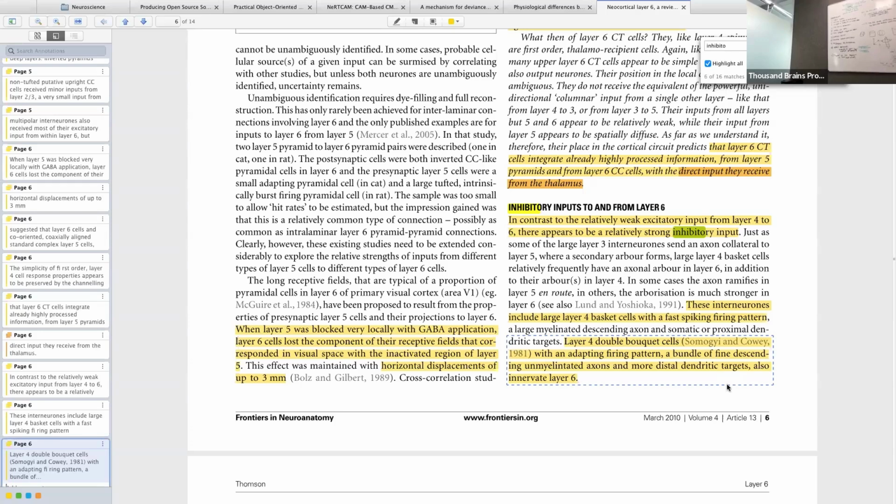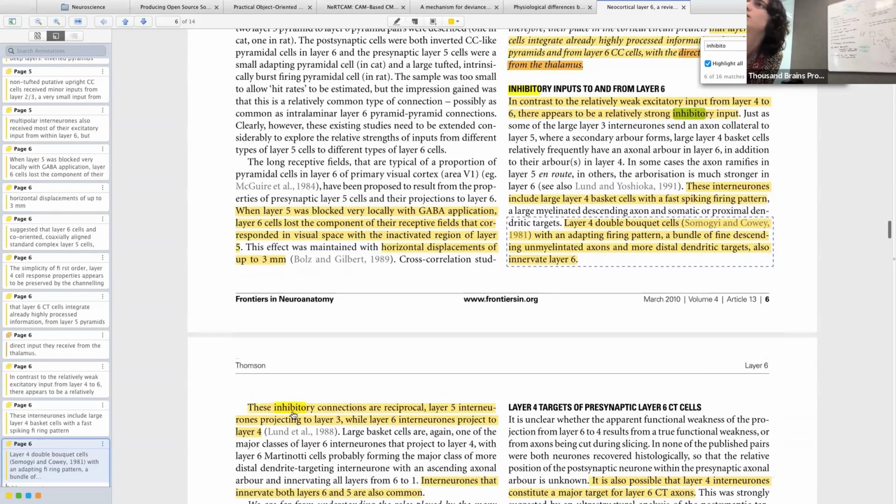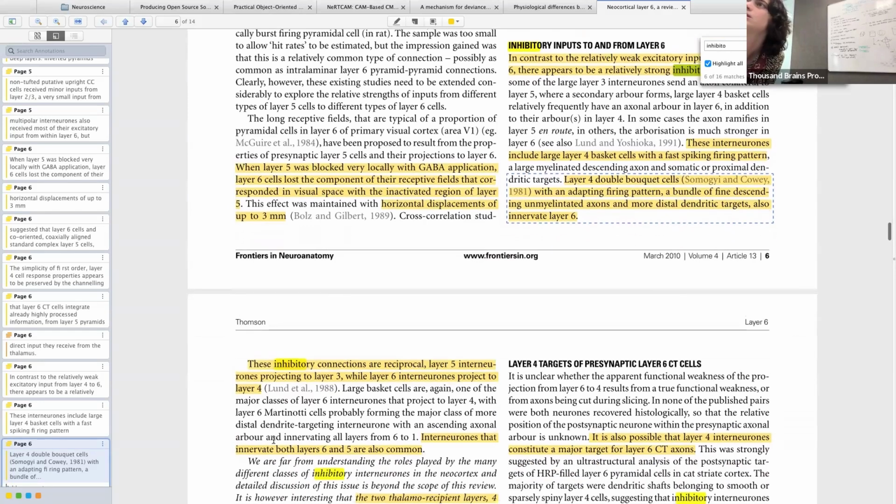All right, hang on. The only odd thing is that this is under inhibitory inputs to layer 6, so I'm not sure if these are inhibitory. Well, okay, so these double bouquet cells, these inhibitory connections are reciprocal. Layer 5 interneurons projecting to layer 3, while layer 6 interneurons project to layer 4. I have to read this again carefully.